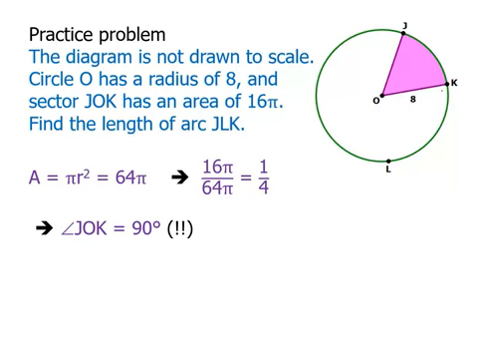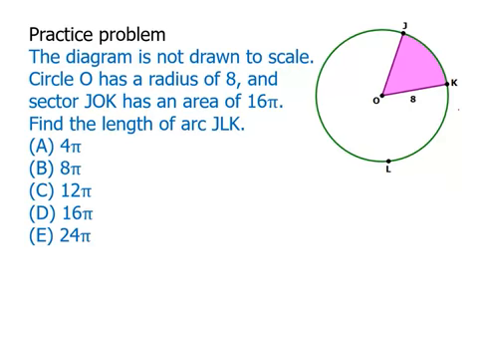And so that sector is a quarter of the whole circle's area, and the arc length has to be a quarter of the circumference. Well, the circumference is 2 pi r, or 16 pi, a quarter of that. Well, the quarter, this part here, JK, that has a length of 4 pi, but we're not looking for that. We're looking for all the way around the circle, 3/4 of the circle. 3/4 of the circle is 12 pi. So we go back to the answers and choose answer choice C.